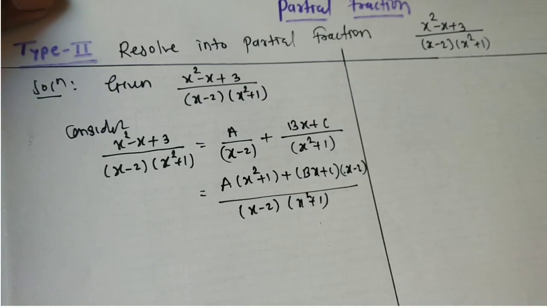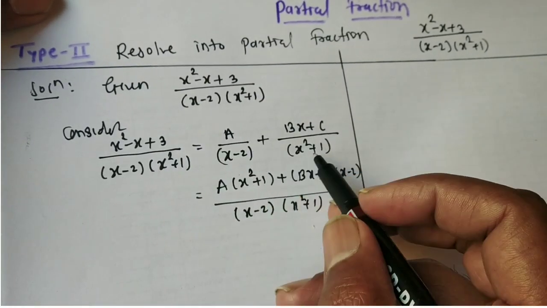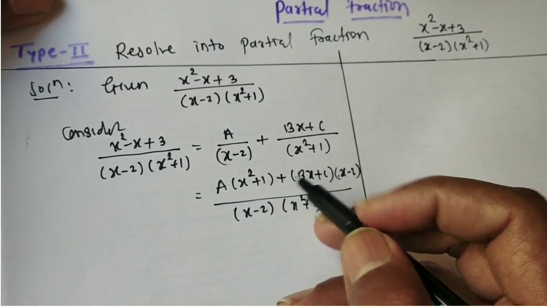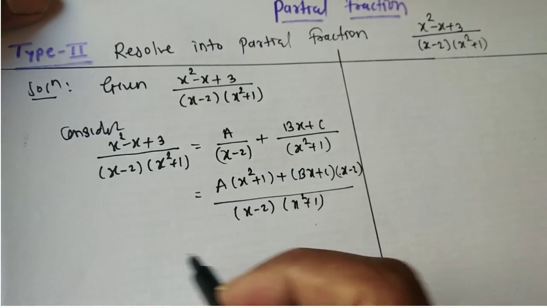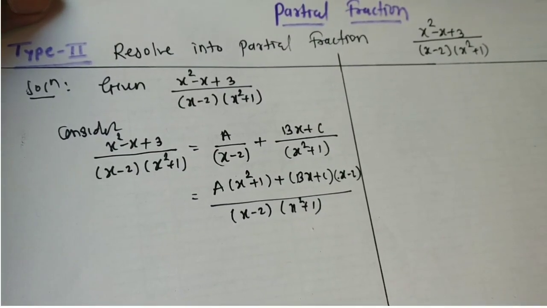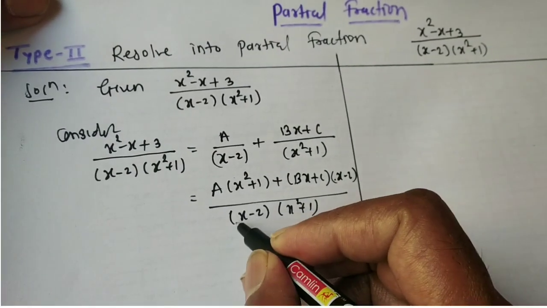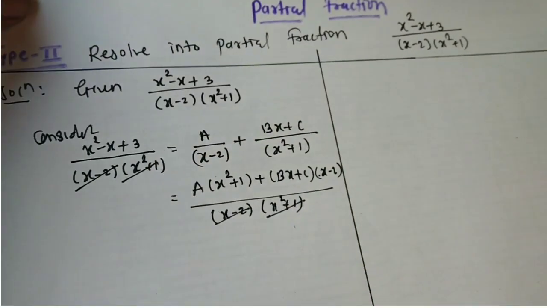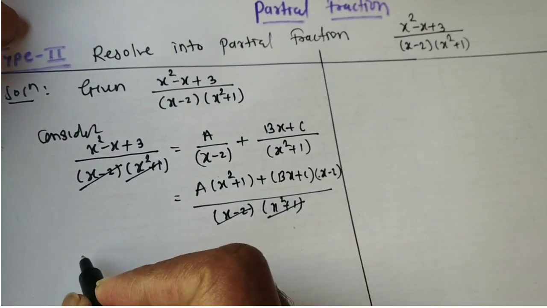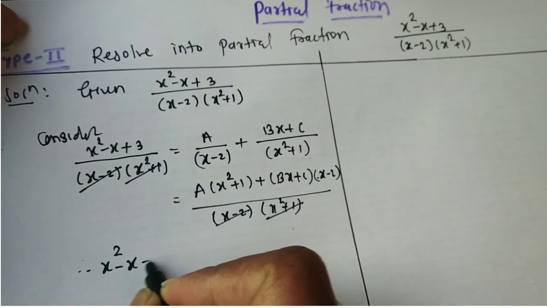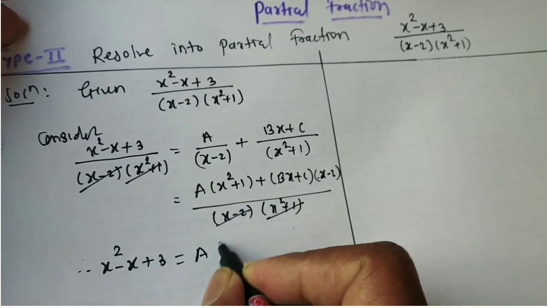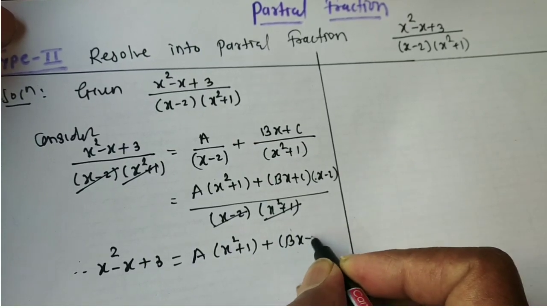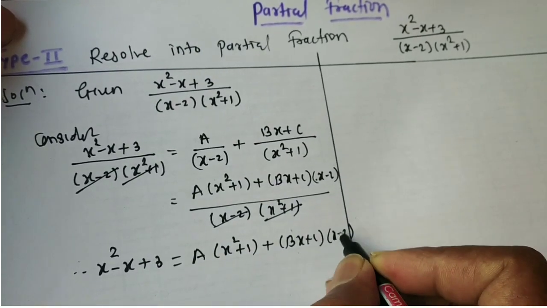So what I did here is write the cross product: A into x square plus 1 and bx plus c into x minus 2. Give the bracket for each term, otherwise there is a chance of making a mistake. Now x minus 2 gets cancelled with the x minus 2 on the left-hand side, and x square plus 1 gets cancelled with x square plus 1. The remaining terms are x square minus x plus 3 is equal to A times x square plus 1 plus bx plus c into x minus 2.